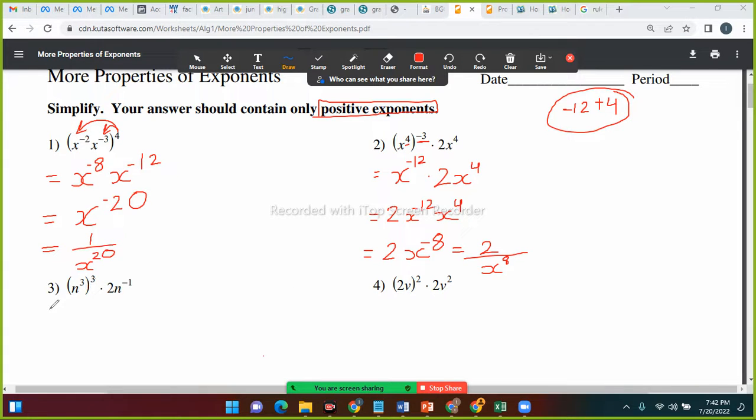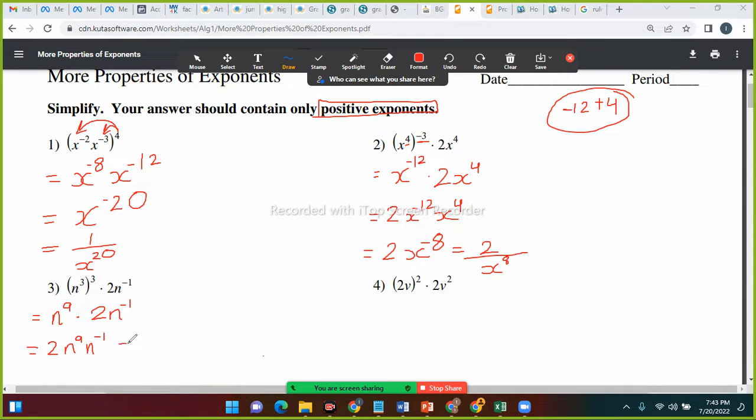Next we have this one, number 3. So we have n to the third power, all raised to the third power, so that's n to the power of 3 times 3, which is 9, times 2 to the power of negative 1. There's different ways we could do this. The way I would do it, I would bring the 2 out front. And so we have 2, n to the power of 9, multiplied by n to the power of negative 1.